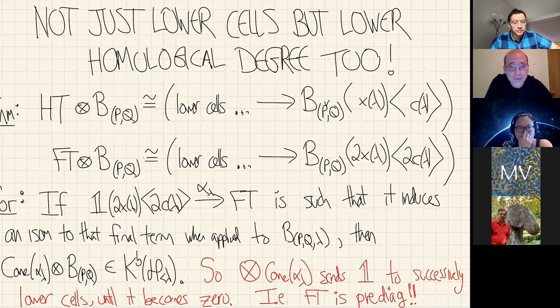So HT is the half twist. What is HT? HT is the half twist. So it's the Rouquier complex for the half twist.